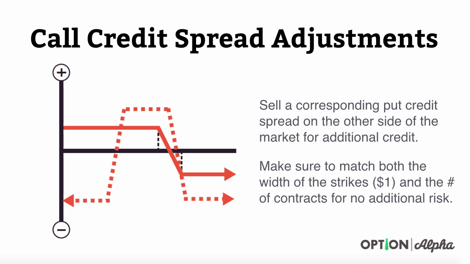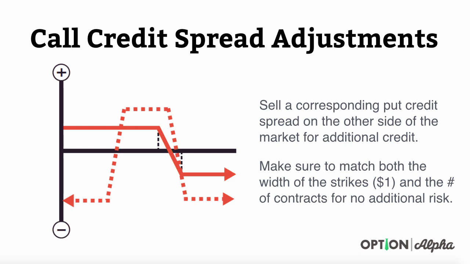You add the put credit spread to the other side, making sure that you match up both the width of the strikes. So if your original spread was $1 wide, you want to do a $1 wide put spread, and the number of contracts that you traded, so that you have no additional risk in this trade. And in fact, that is the absolute truth. By making this adjustment, you have no additional risk in this trade, and you're actually reducing risk or reducing your max overall loss by doing this.